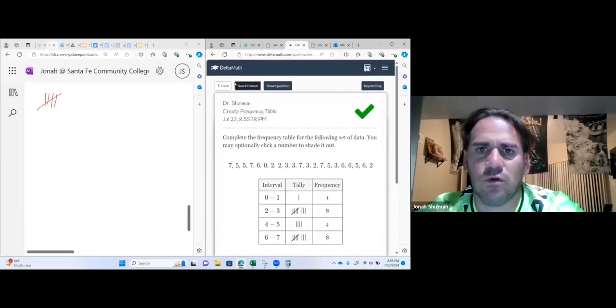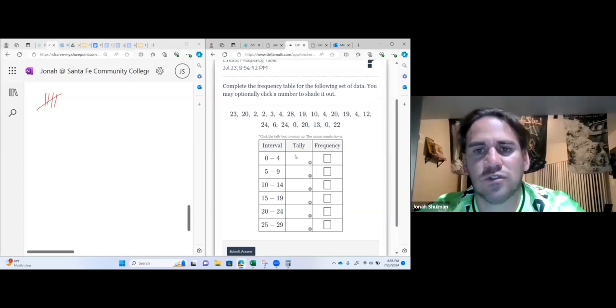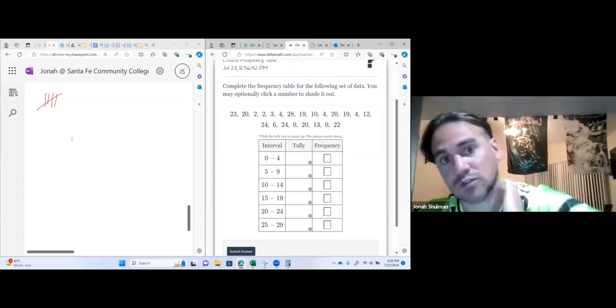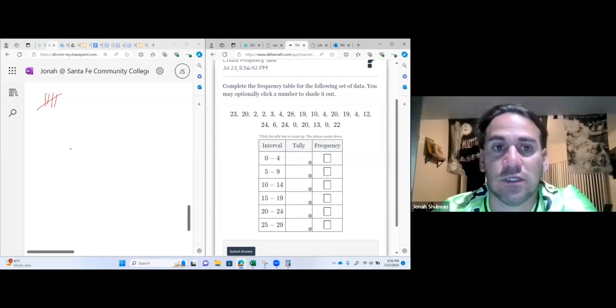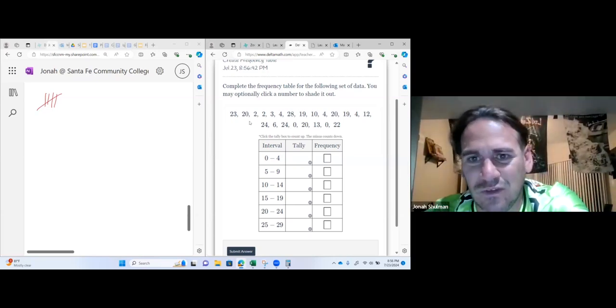Nice. All right, let's do one more just for fun. From 0 to 4. This is why it's so much better if you just organize it. Every time I see data, I always write them out from least to greatest, and then I cross them out one at a time, because otherwise you're just gonna get confused.